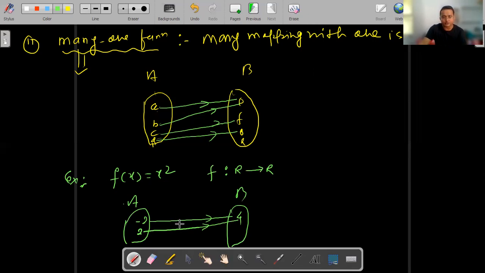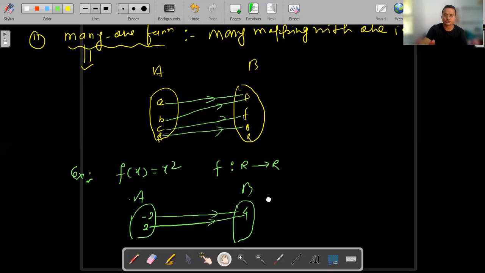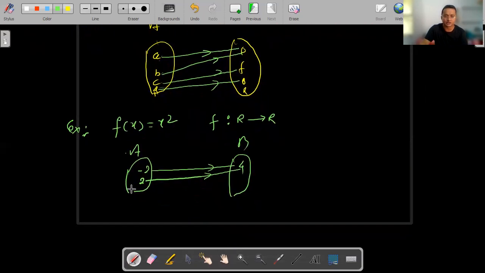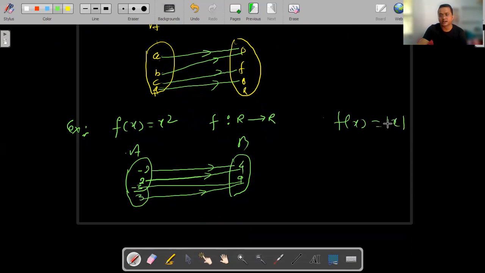And if you put -3, then you will get 9 only, right? And if you put 3, then you will also get 9 only. So what can we conclude? Many mapping with one, right? So this is many-one function. Hope it is clear to everyone. And if you want to take one more example, you can take f(x) is equal to mod x, and the function is defined from real numbers to real numbers.